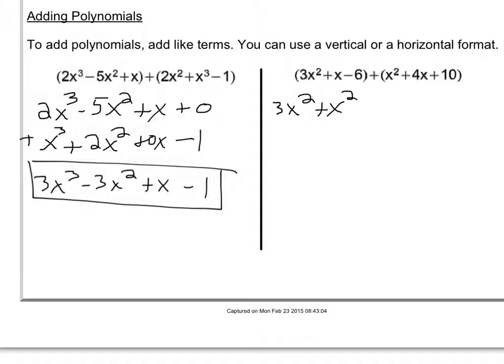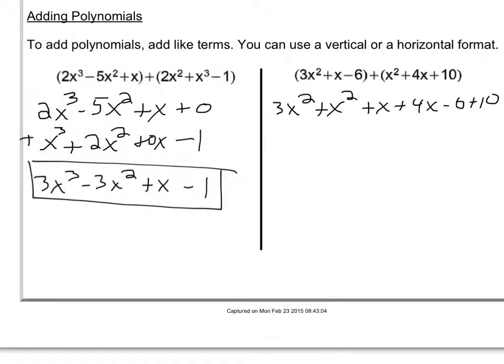After that, I will put the next largest degree. That's plus x and plus 4x. And finally, I'll put my constant terms. Minus 6 plus 10. This is called a horizontal format because it's just going straight across as opposed to the vertical format which goes up and down.